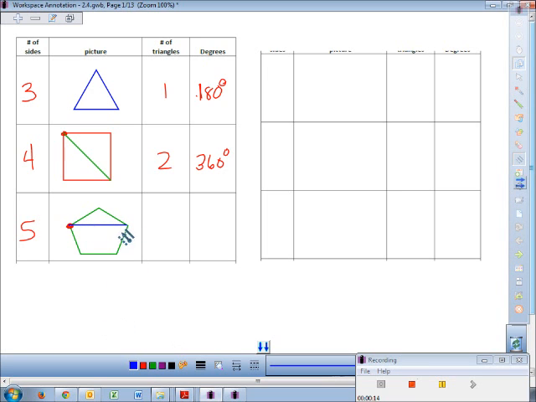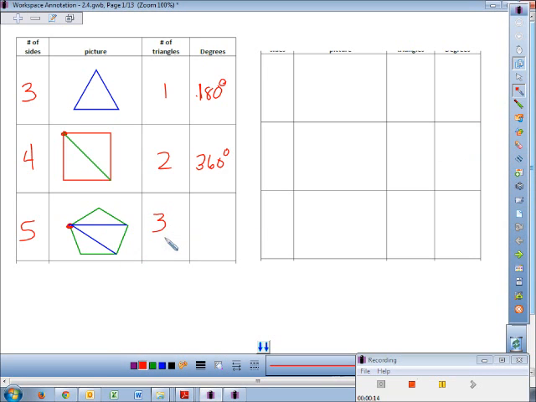Hey, is that a diagonal? But it's going horizontal. Is that a diagonal? Yes, because it's a segment that connects 2 points that are not already connected. Can I draw any more diagonals? Yep, I can go there, right? Can I draw any more diagonals from that one point? Nope.